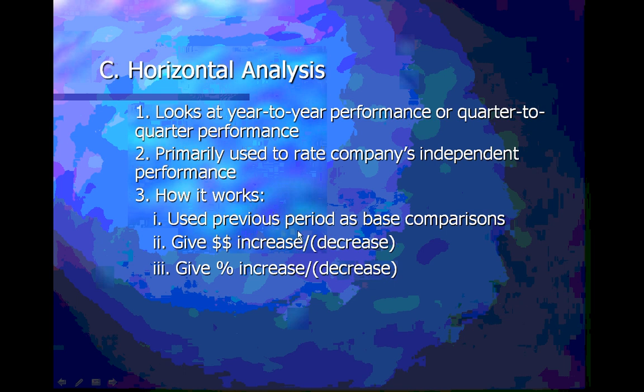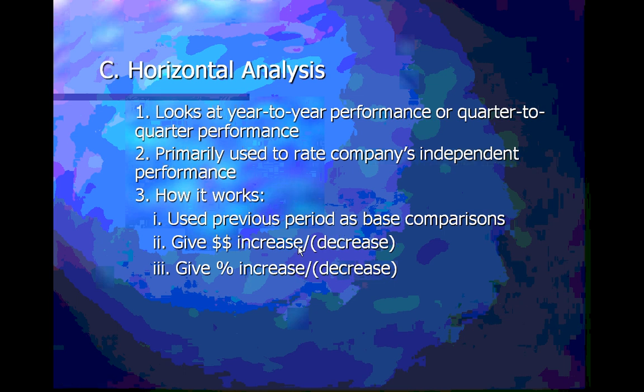Now it could go down, right? If we had 100 million in assets in 2010 and we only had 90 million in 2011, clearly there could be a decrease here. Once we have the difference in dollars, then we divide that into the base year, which is the oldest year in this comparison. You divide it by the base year, and then you get a percentage increase or decrease.